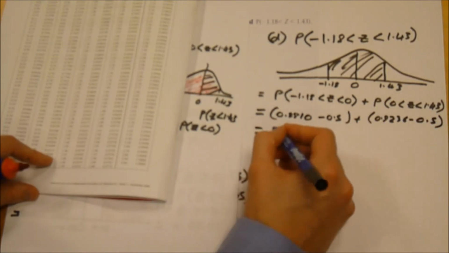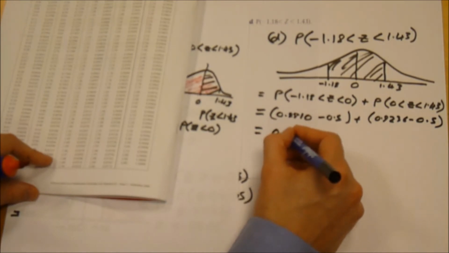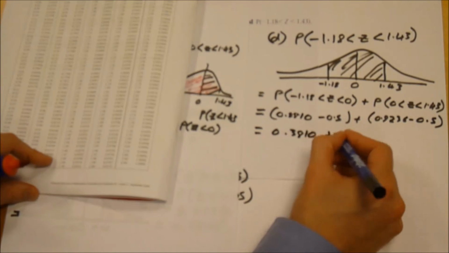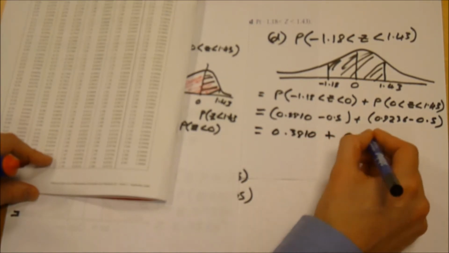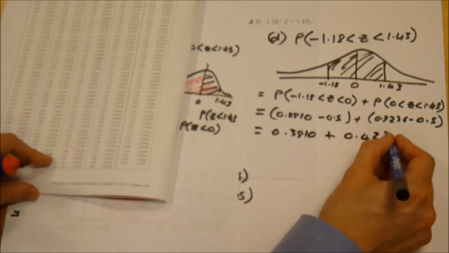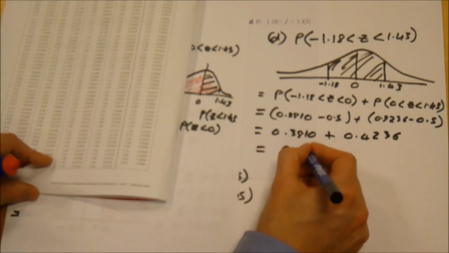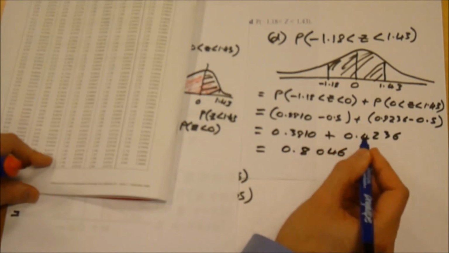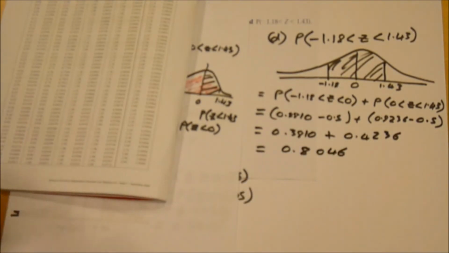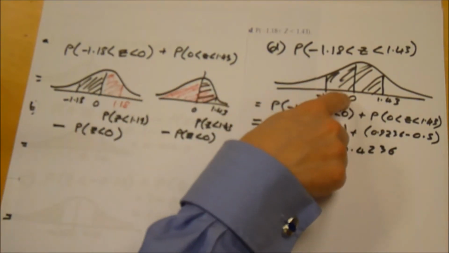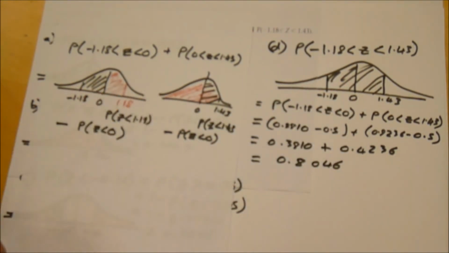So when I crunch those numbers, that's 0.3810 plus 0.4236, which gives me a final answer of 0.8046. Now, you might not need all these diagrams once you get practiced at it, but you'd certainly always draw at least one, and if you're in doubt, sketch it out.